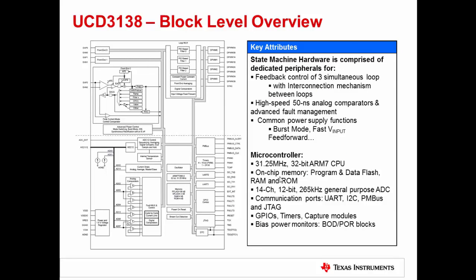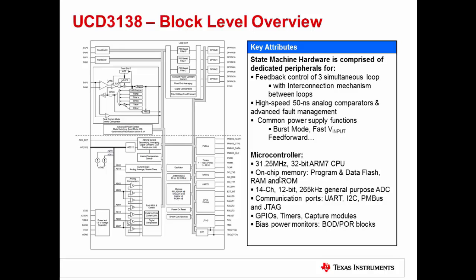Shown on the left here is a picture of the block diagram of the device reproduced from the UCD3138 datasheet. The state machine hardware in the device is confined primarily to the upper half of the device above the dotted lines, and it includes hardware for controlling 3 simultaneous feedback loops. On the bottom of the device is the general purpose microcontroller, which is a 31.25 MHz 32-bit ARM7 controller, and it also features certain hardware components such as fast analog comparators.